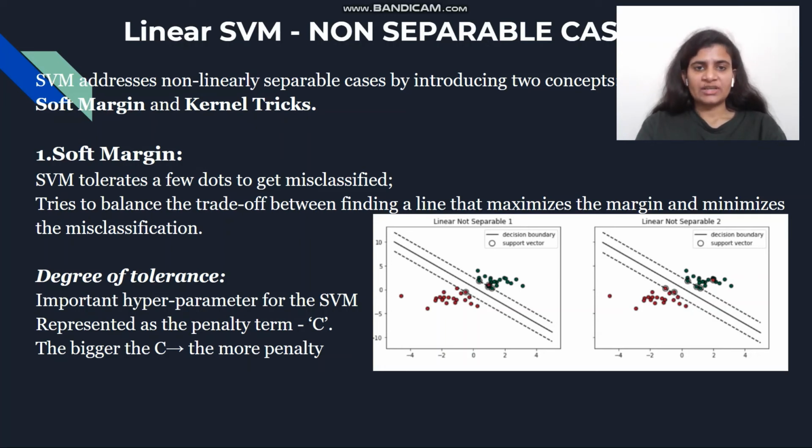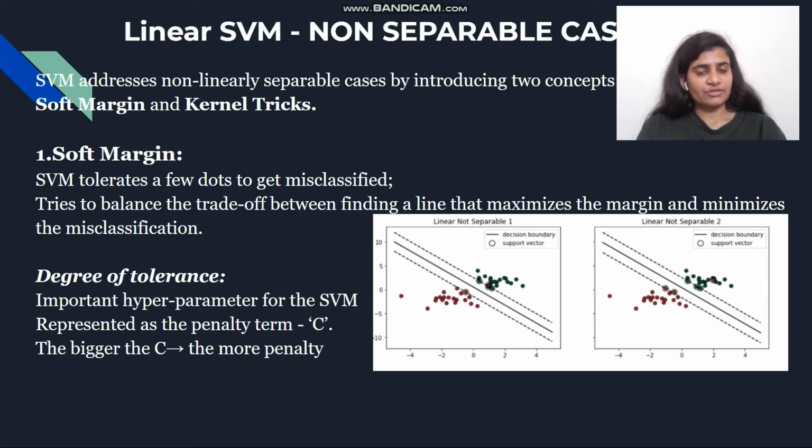SVM addresses non-linearly separable cases by introducing two concepts, soft margin and kernel tricks. In soft margin, SVM tries to find a line to classify but tolerates one or a few misclassifications. In kernel trick, SVM tries to find a non-linear decision boundary. So let's look into the soft margin first.